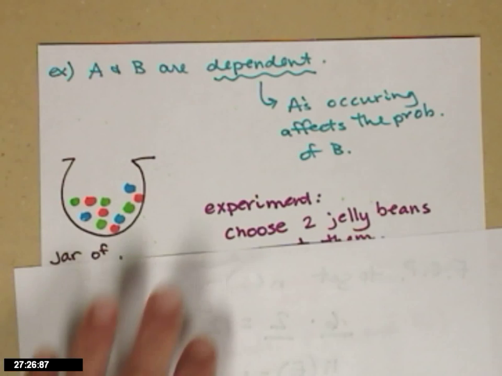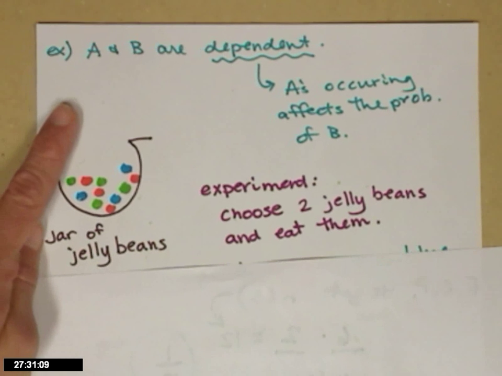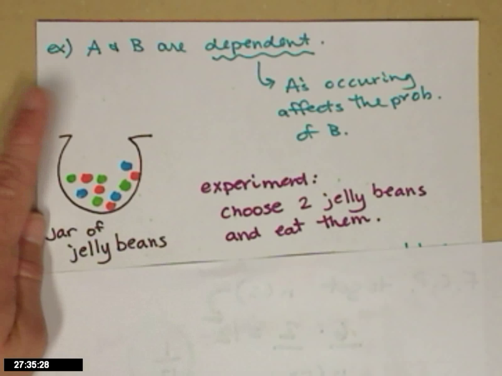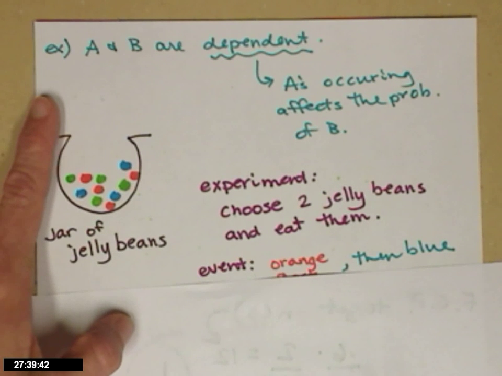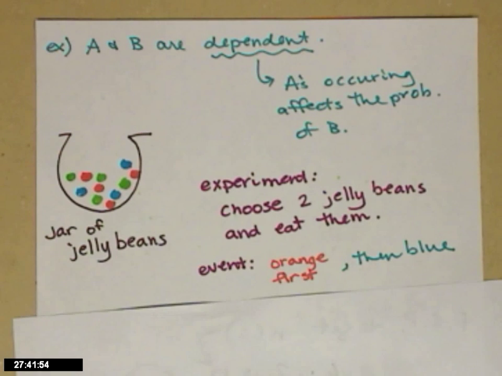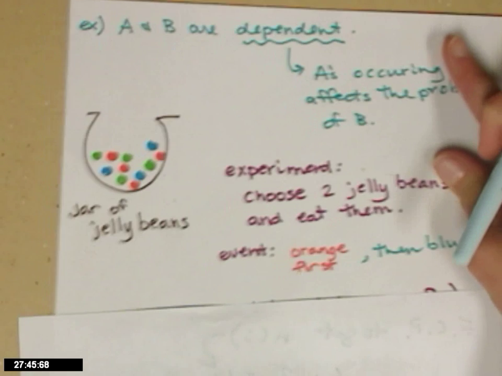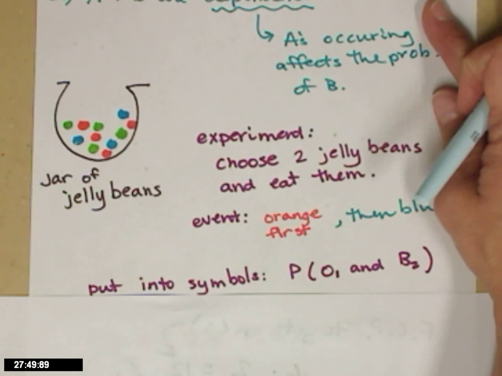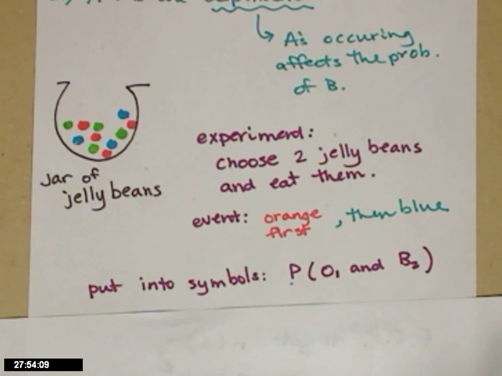So this time I've got a jar of jelly beans. And the first experiment we'll do is we're going to choose 2 jelly beans and we're going to eat them. Okay. So the event is picking an orange one first and then a blue jelly bean. So putting it into symbols, a lot of the books use these same symbols. What's the probability of orange first and B second?